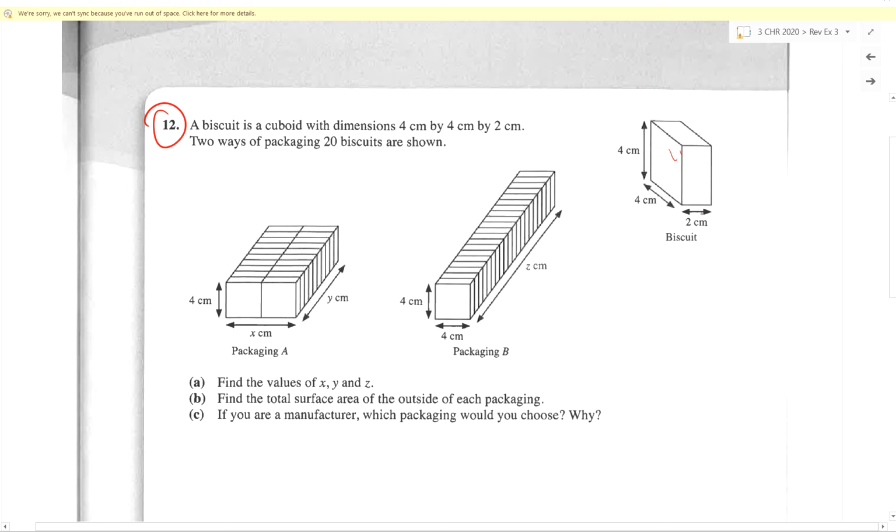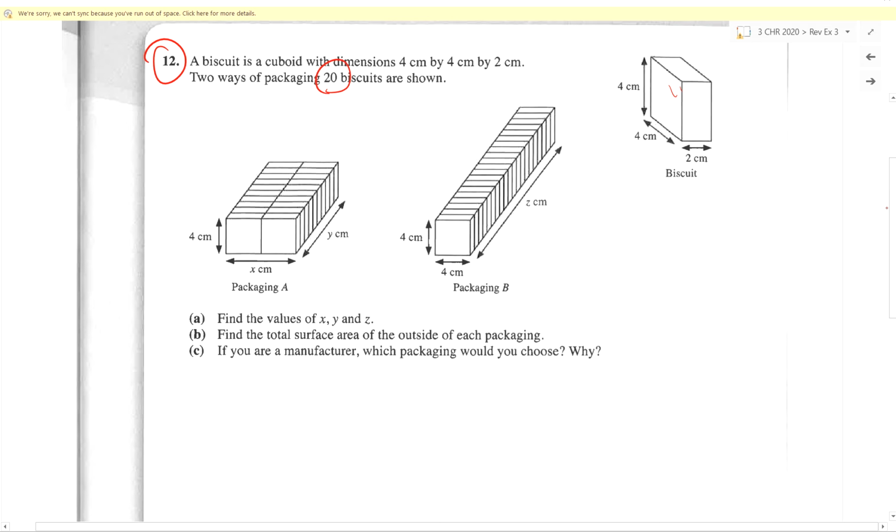For this biscuit, I can pack 20 of them either in this manner. So I've got 10 of them, 10 biscuits at the side. The other way of packaging it will be stacking all 20 of them in one row. So find the values of x, y, and z.